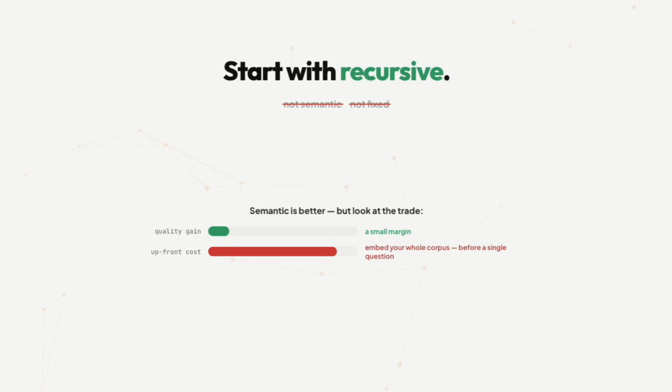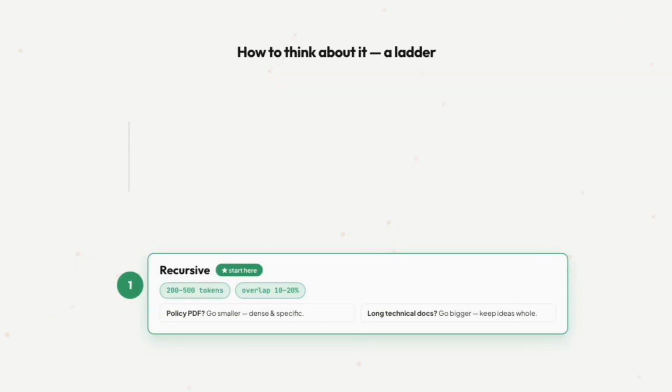So here is how I would think about it as a ladder. First rung, start with recursive chunking. Chunk size somewhere between 200 and 500 tokens. Overlap at 10 to 20%. If you have got something like a policy PDF, go smaller. The info is dense and specific. If you have got longer technical docs, go bigger, so ideas don't get split across chunks. This setup gets you accurate results fast without overcomplicating things.